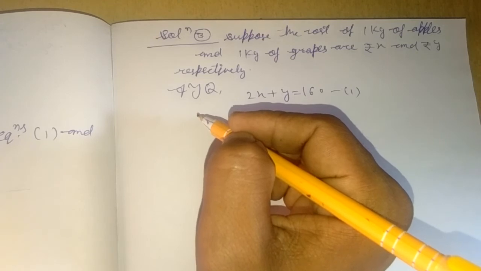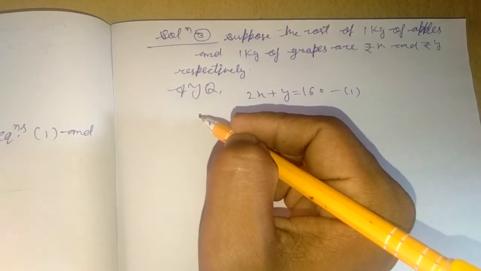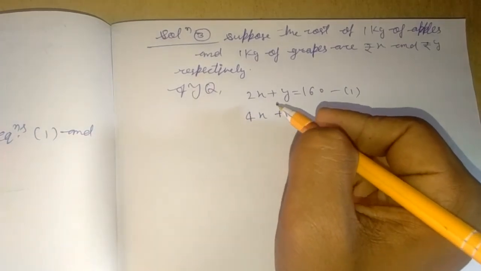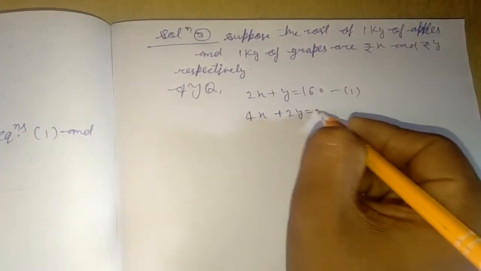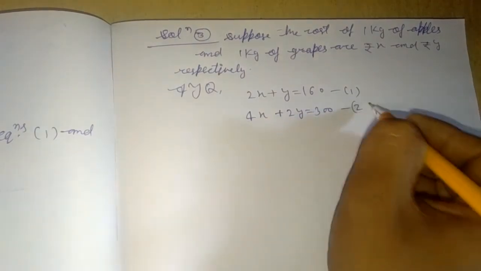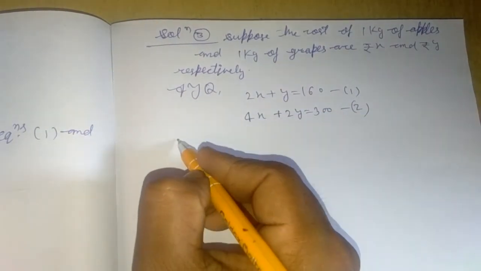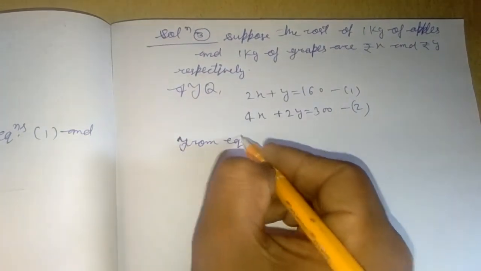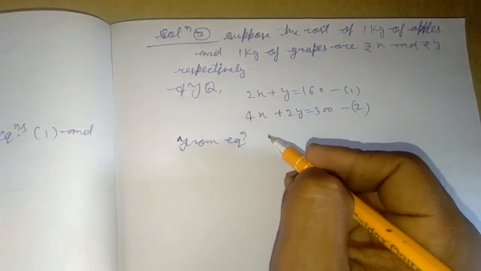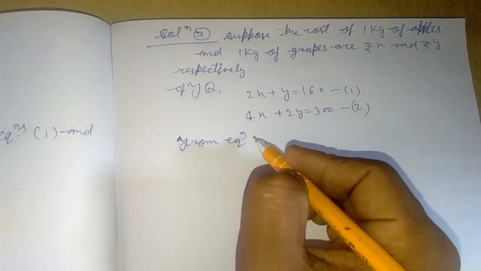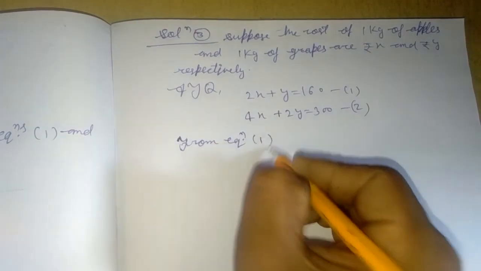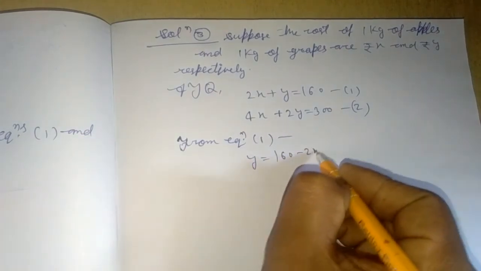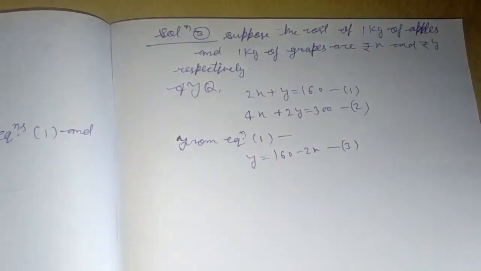Also, the second condition is after a month, the cost of 4 kg of apples and 2 kg of grapes is 300 rupees. Equation 2. From equation 1, we write y in terms of x: y is equal to 160 minus 2x. Equation 3.